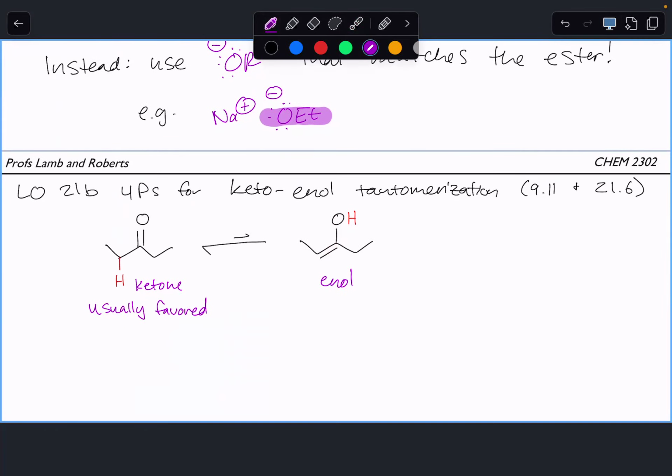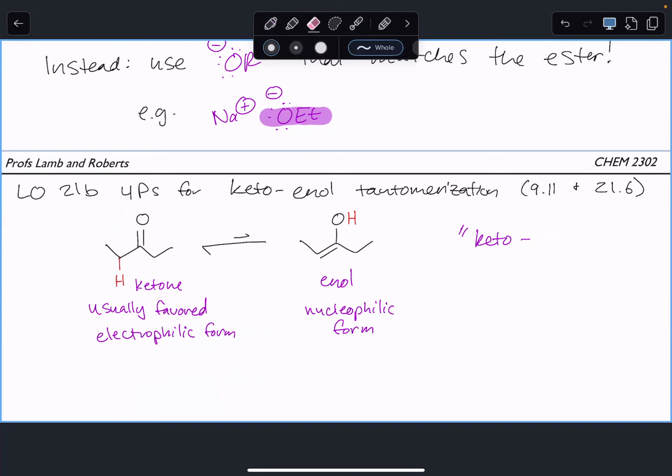We've also talked about a lot of reactions with ketones. We know that ketones are electrophiles. This is our electrophilic form, whereas our enol is a nucleophilic form. So there are times when you're going to want one or the other, depending on whether you need this to act as a nucleophile or an electrophile. This process is called keto-enol tautomerization.